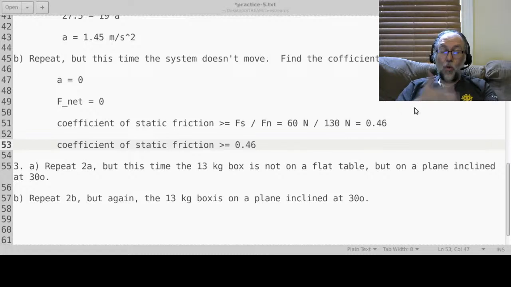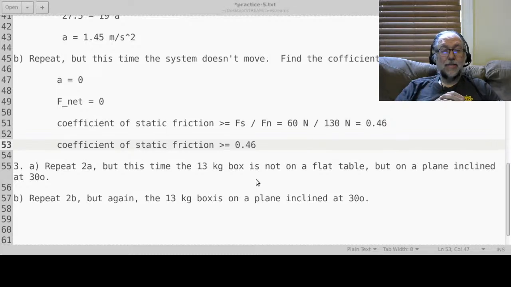All right. So it says repeat 2A, and 2A was a flat table, and things were moving, but this time the 13 kilogram is not on a flat table, it's on a plane inclined at 30 degrees. Now, the way I've written it there, it is a bit ambiguous, because it's not clear which way it's inclined, that way or that way.